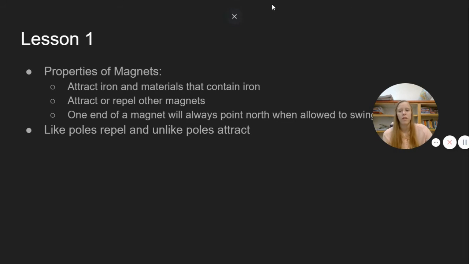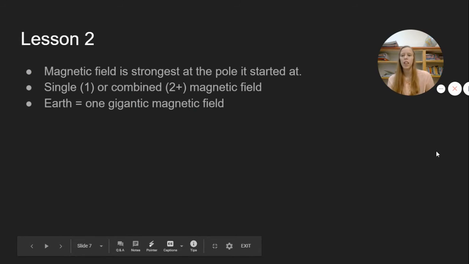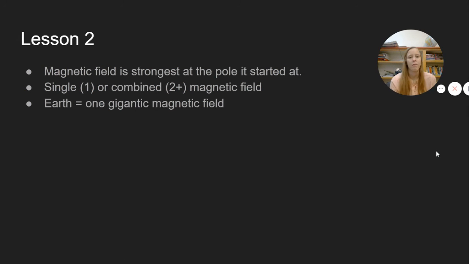And then we'll just look at what you need to know from each lesson. So from lesson 1, we talked about properties of magnets. So the 3 properties of magnets are that they attract iron and materials that contain iron. They attract or repel other magnets. And one end of a magnet will always point north when allowed to swing freely. And then remember, like poles repel, so north and north or south and south, and unlike poles attract, so north and south together.